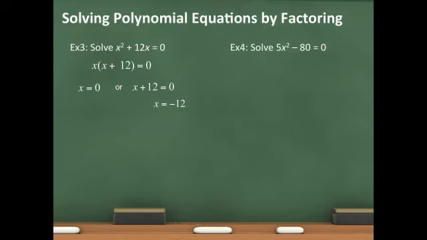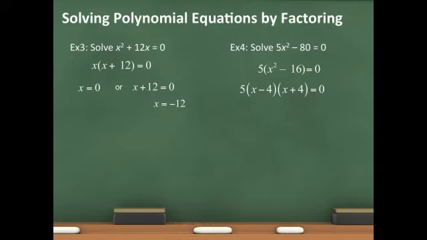Again, since we have two terms, we can try to see if we have a GCF. We can see that both terms have a common factor of 5, so we factor this out to give us 5 times the binomial x squared minus 16 equals 0. Notice that the binomial can be factored again using the difference of squares factoring technique. Applying this technique will give us 5 times the binomial x minus 4 times the binomial x plus 4, which still equals 0.